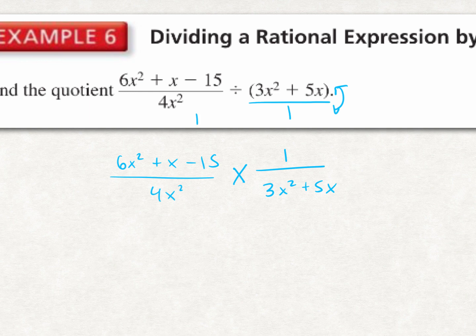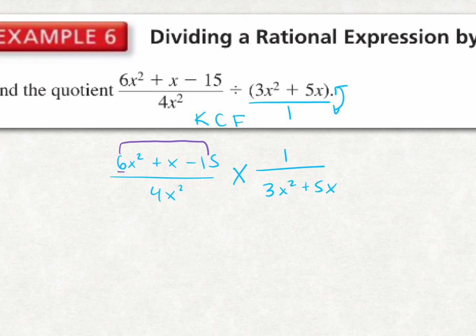So we keep, change, flip. What would I do next? Factor it. Do I have two factors of negative 15 that add to... Oh, I can't do that here, can I? I gotta multiply the first times the last.